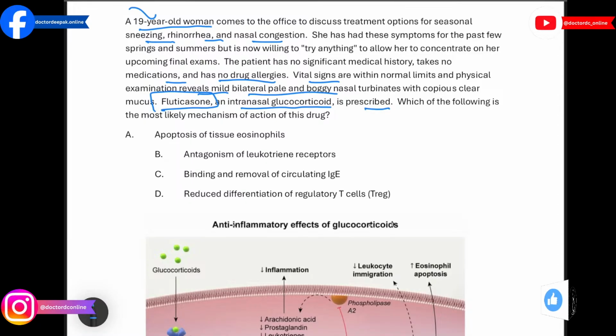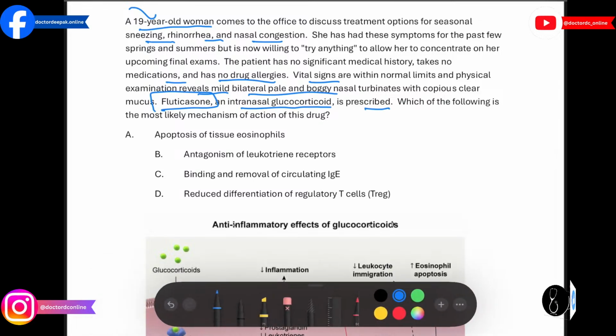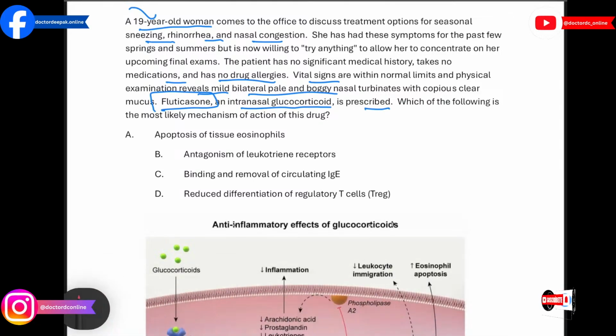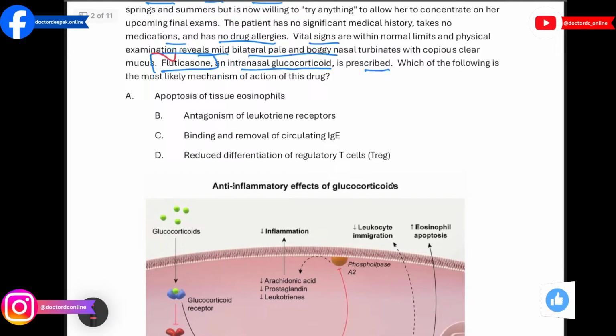So, multiple statements are just a story. Normally, we just have to give the answer to this question. What is the question? How is fluticasone going to do its mechanism of action against the rhinorrhea?